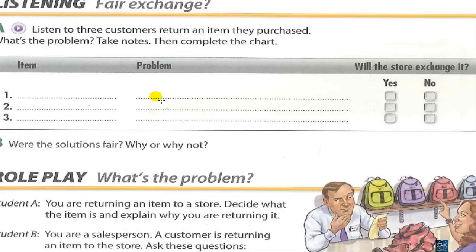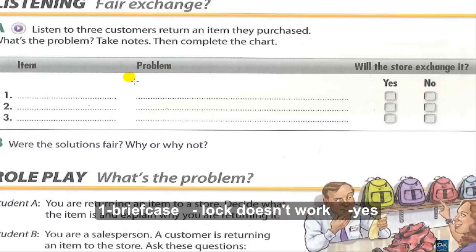Sorry about that. So number 1, the item, briefcase. The problem, the lock doesn't work. It's jammed. Will the store exchange it? Yes.